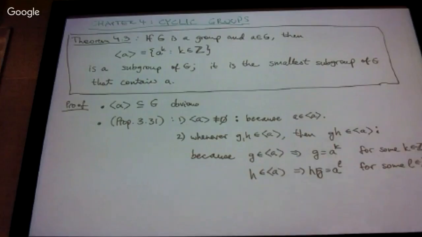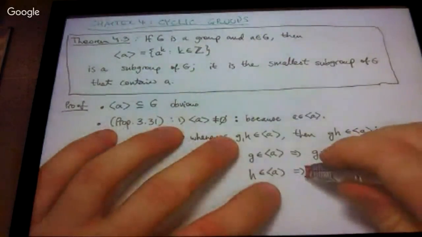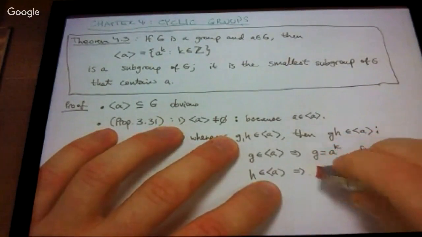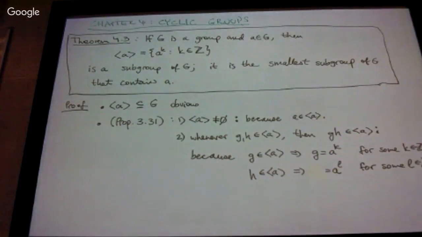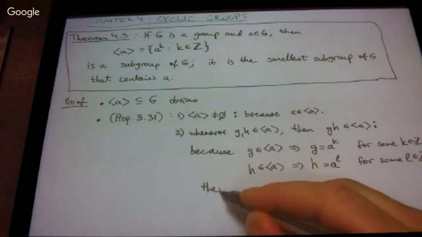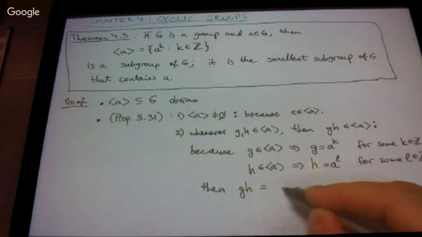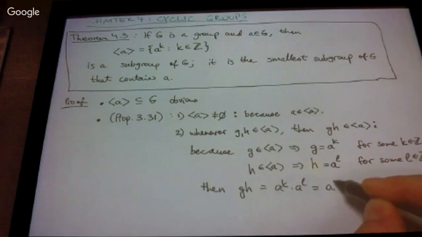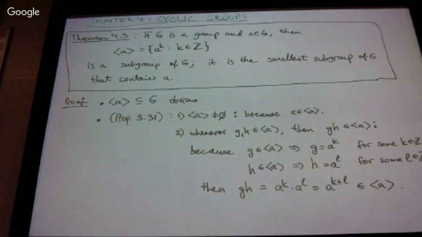Oh no, Miriam's here, so I need to use the eraser tablet. H is A to the L. Well then, what is G times H? It is A to the K times A to the L, which is A to the K plus L, which is also there. Fair enough.